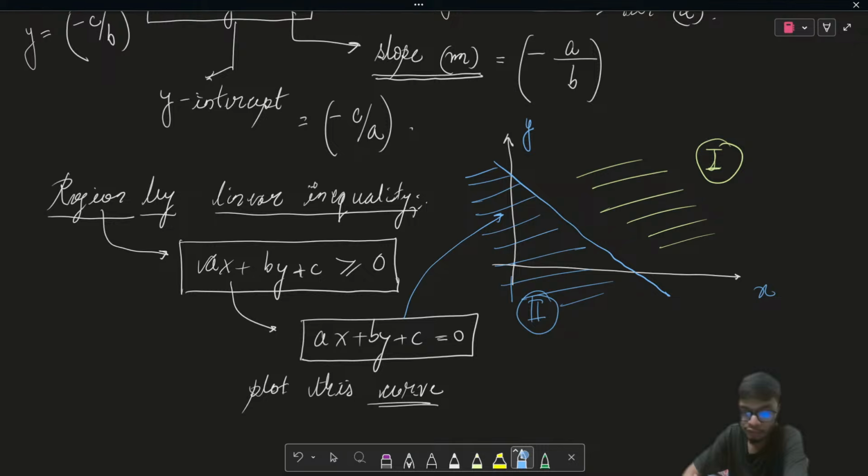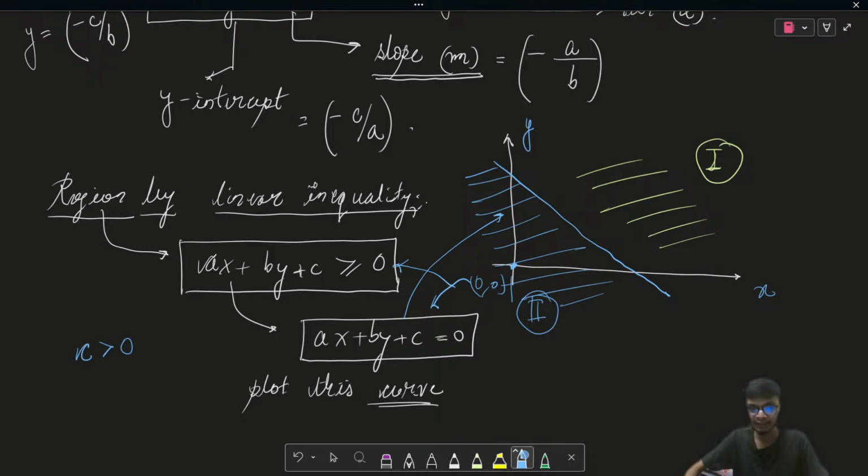So generally what we do is, whenever we have these kinds of equations, we try to plot any general point to check whether part 2 or part 1 is satisfying it. So I can see in part 2 the origin is lying, right? The origin is the simplest point because x and y both are equal to 0, right? So if I put x and y both as 0, we have to check whether it is satisfying the inequality or not, right?